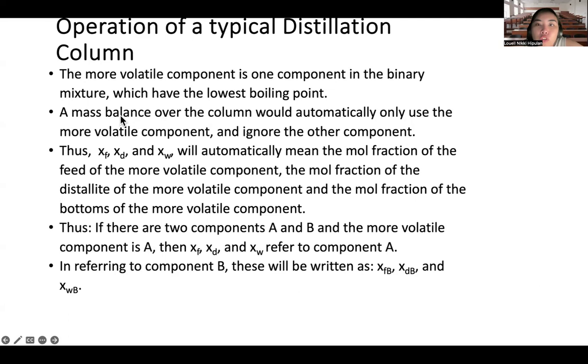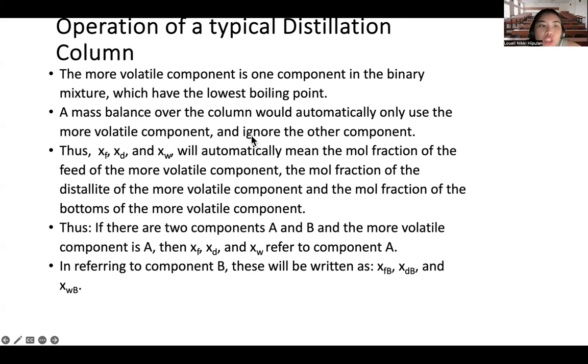So thus, if you're going to notice later sa pag-solve natin, may mga values na may mga XF, XD, and XW, it will automatically mean that it is the mole fraction of the feed, distillate, and bottoms of the more volatile component.